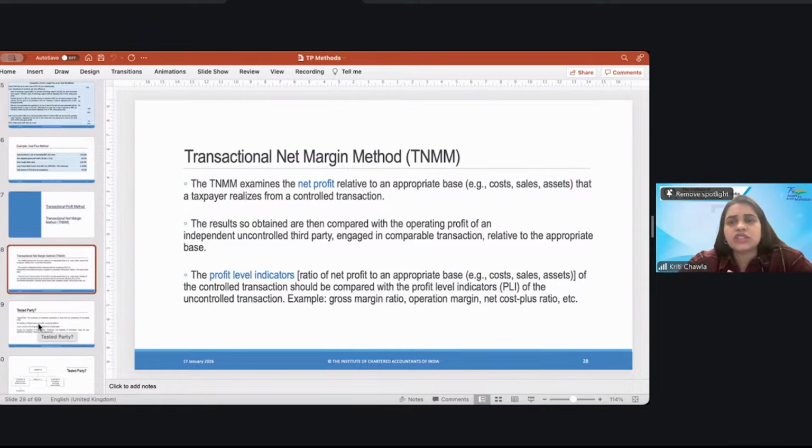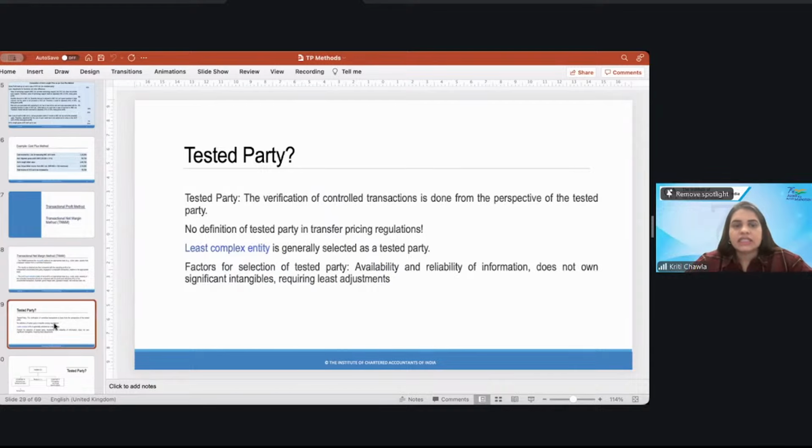Can you tell me what was the concept of tested party in the TNMM method? Quickly, if you can just, very briefly write it down. What was the tested party? Okay. This is the tested party when it comes to the TNMM method, okay, great.